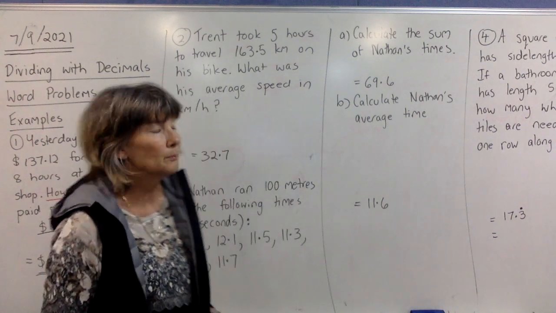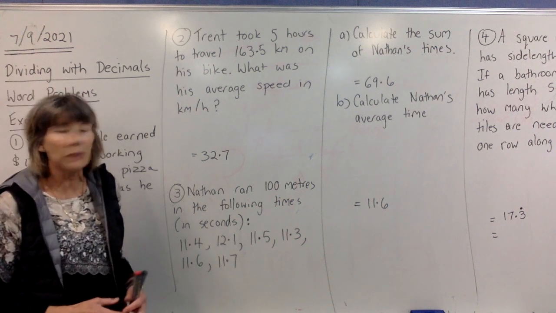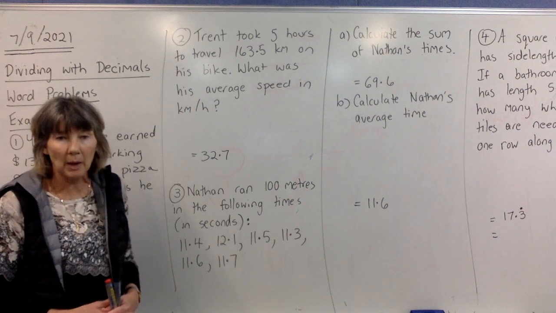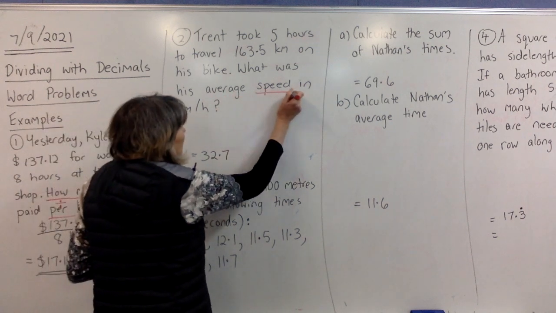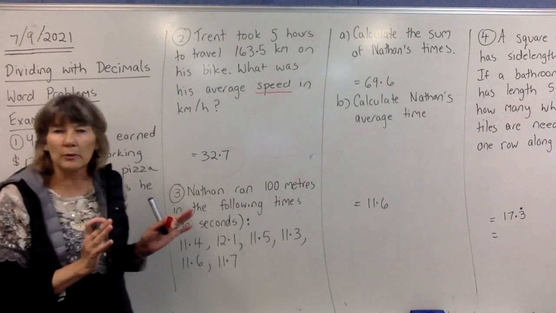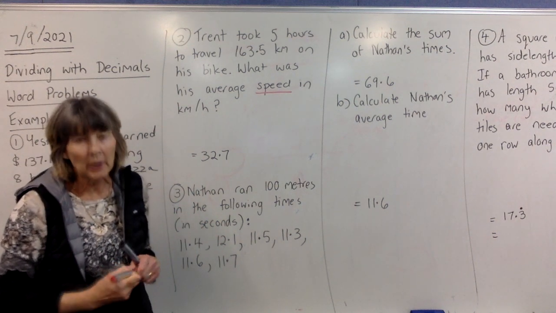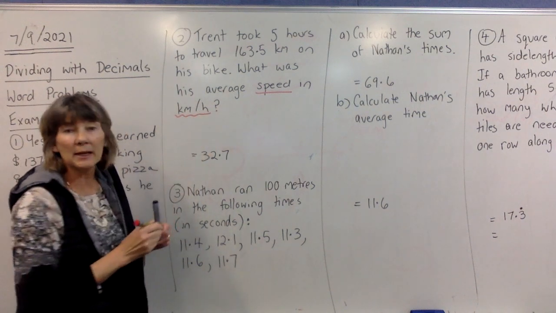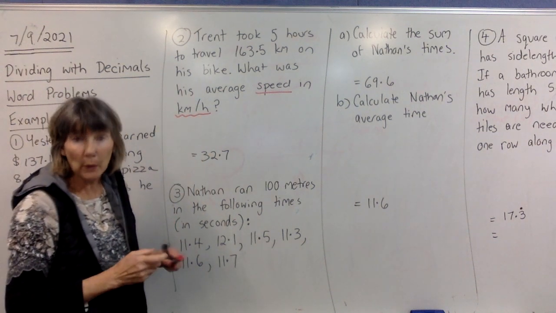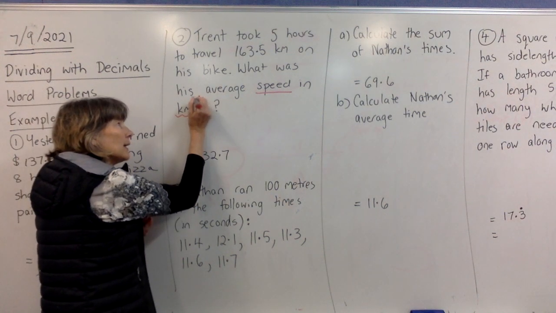Okay, number 2. So Trent took 5 hours to travel 163.5 kilometres on his bike. What was his average speed? Now don't worry too much about the word average, it might just confuse you. We're not finding averages. We're just trying to find his speed, and they're giving you a hint here in telling you that it's in kilometres per hour. Remember that per means we are going to be dividing.